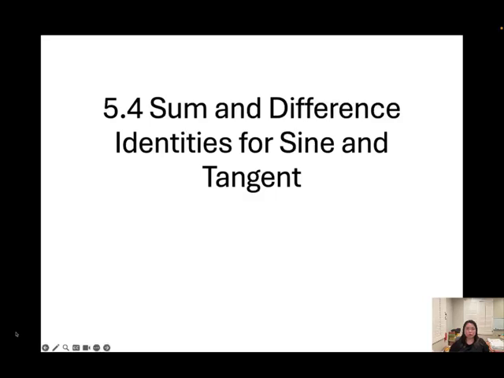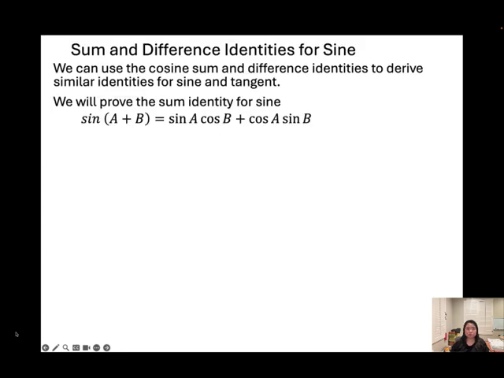Section 5.4 Sum and Difference Identities for Sine and Tangent. In Section 5.3 we talked about the sum and difference identity for cosine, and for this section we're going to focus on sine and tangent. We can use the cosine sum and difference identity to devise similar identities for sine and tangent.